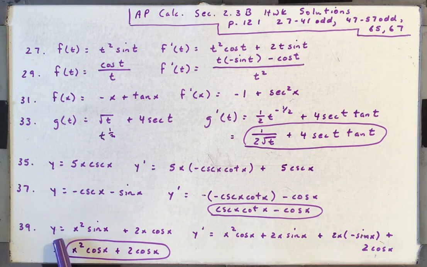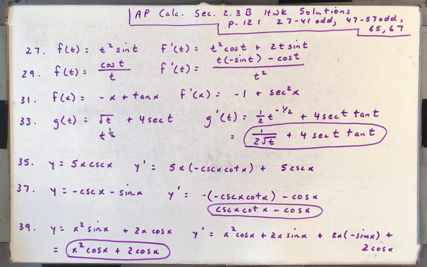And then 39, we have y is equal to x squared sine x plus 2x cosine x. So we've got the first, x squared times the derivative of the second, which would be cosine x, plus the second, sine x, times the derivative of the first, that's 2x. And again, I brought that 2x out front. And then plus the first, 2x, times the derivative of cosine, that's negative sine, plus the second, cosine, times the derivative of the first, which is 2.